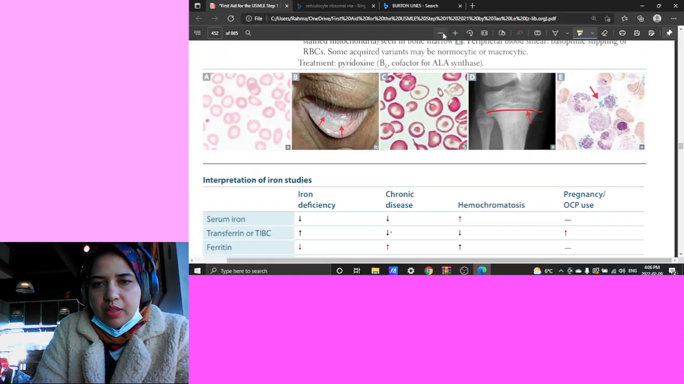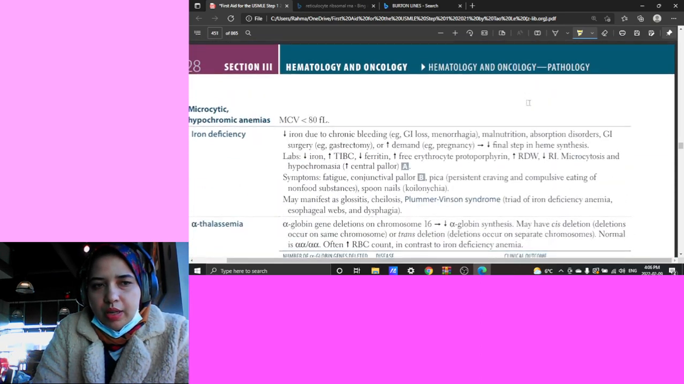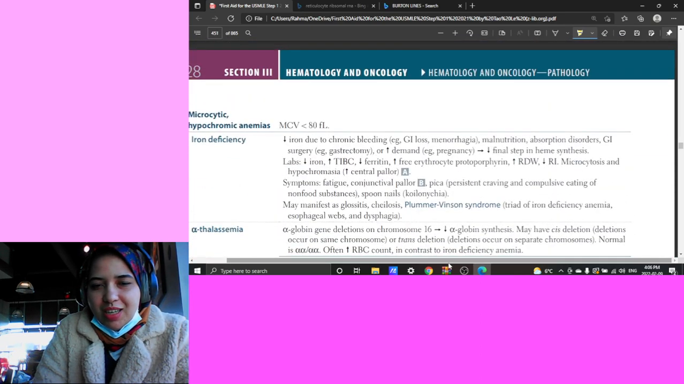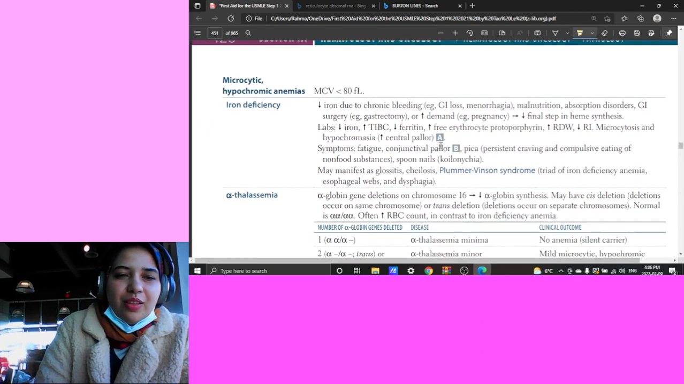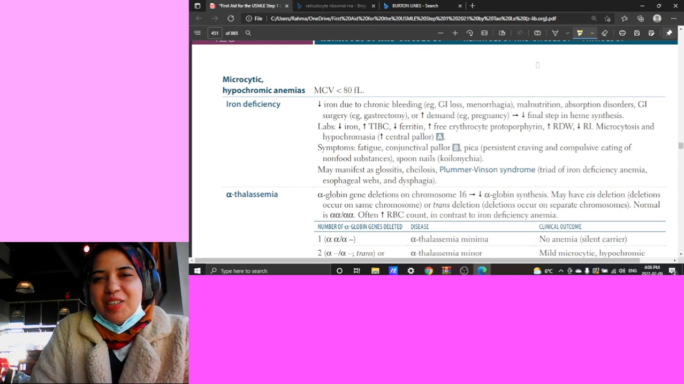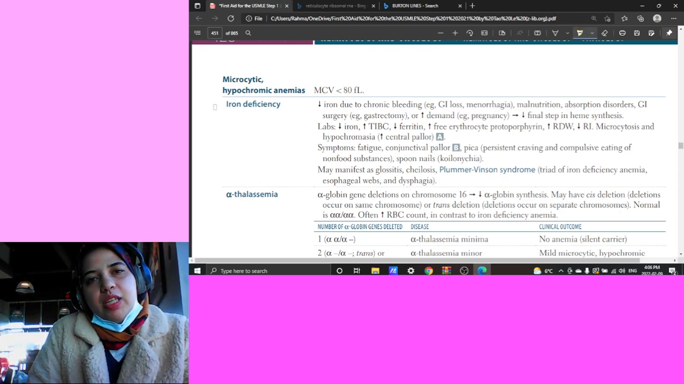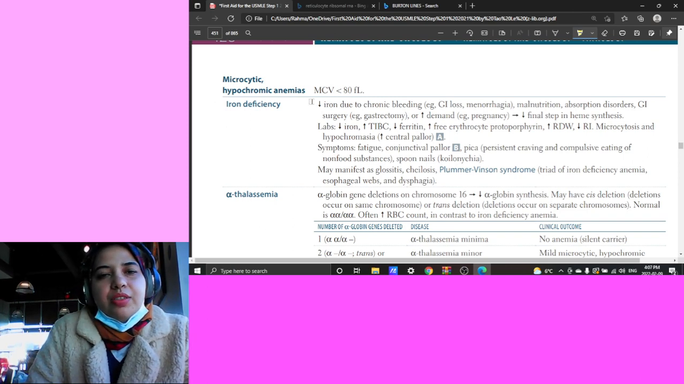I'm just going to zoom out because I feel like there's something missing here. Okay, yes, the other three topics of microcytic hypochromic anemia, so I was wondering where did iron deficiency go. So let's talk about iron deficiency. Iron deficiency, basic correlations of anemia that you need to know. It's due to decreased iron, and the most common cause is essentially chronic blood loss.